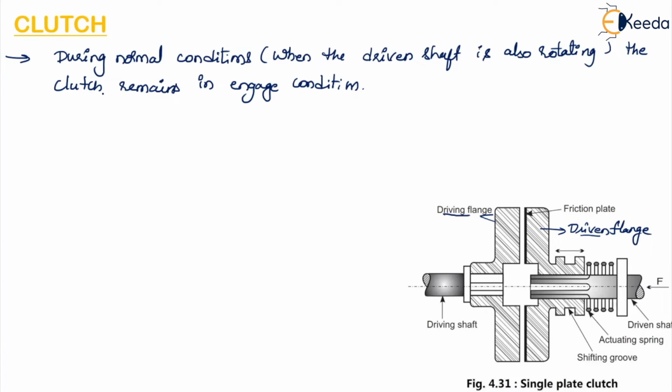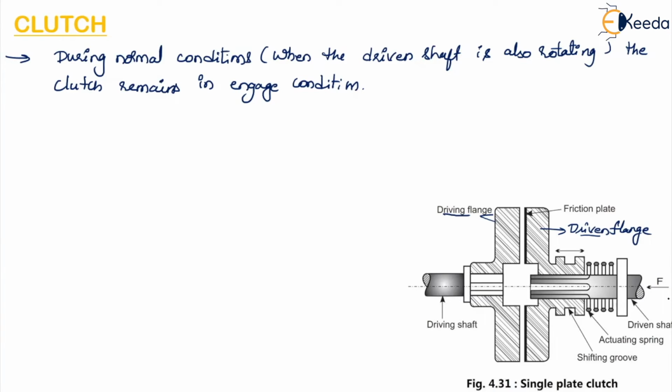So in this condition, the required force, that is F, is provided by a spring which forces the driven shaft to move towards the driving flange to make contact between two friction plates. So during this condition, what happens is there is force applied, and this force is provided by a spring.